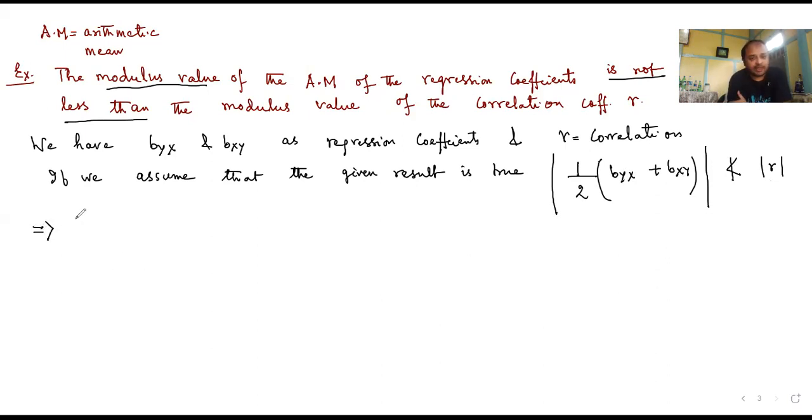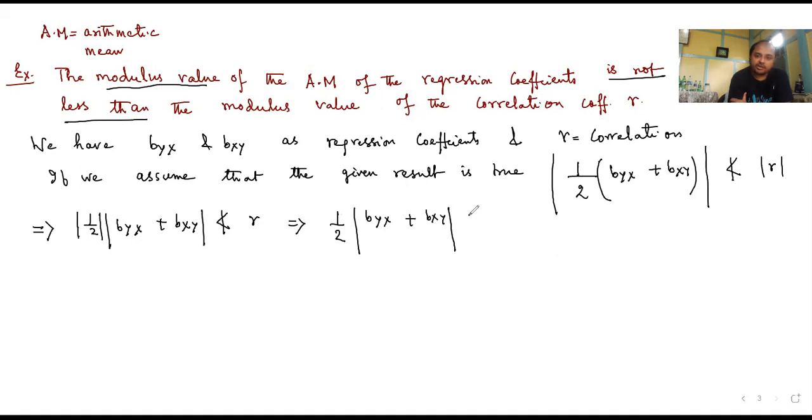This will in turn imply, we can separate the modulus sign. We can write it in the following manner: half of byx plus bxy is not less than R. And half is a positive quantity, so we can remove the absolute sign. So we have half of byx plus bxy, which should be greater than or equal to R. Now substitute the formula for byx, which is R into sigma y by sigma x, plus bxy, which is R into sigma x by sigma y. This should be greater than or equal to R.